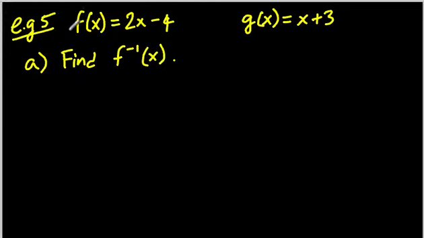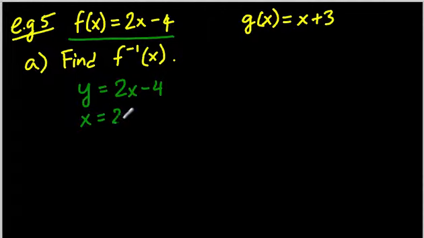So this is our f of x, and remember, step 1 to find an inverse function is we have to write everything in terms of y and x. So the first step is y equals 2x minus 4. I literally just rewrote that and replaced the f of x with y. To find the inverse, we have to switch the x and y. So x equals 2y minus 4.